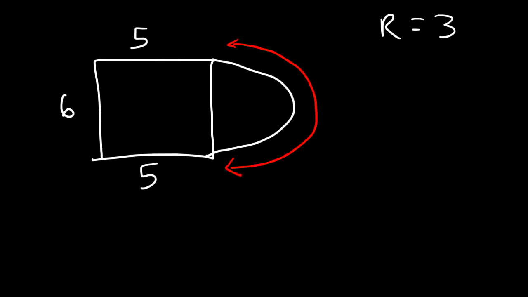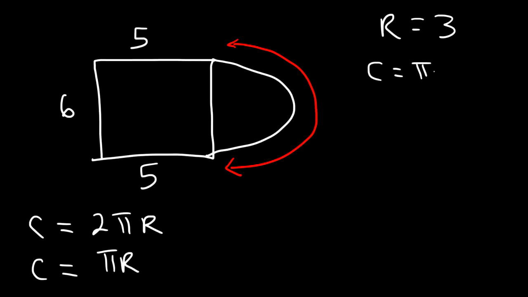Now I'm going to redraw the same figure, and this time we're going to calculate the perimeter. So how can we find the perimeter of this figure? Well, if the top side is 5, the bottom side also has to be 5. The radius is still 3 units long. So this time, we need to find the circumference of the semicircle. The circumference of a complete circle is 2 pi r. For a semicircle, it's half of 2 pi r, so it's simply pi r.